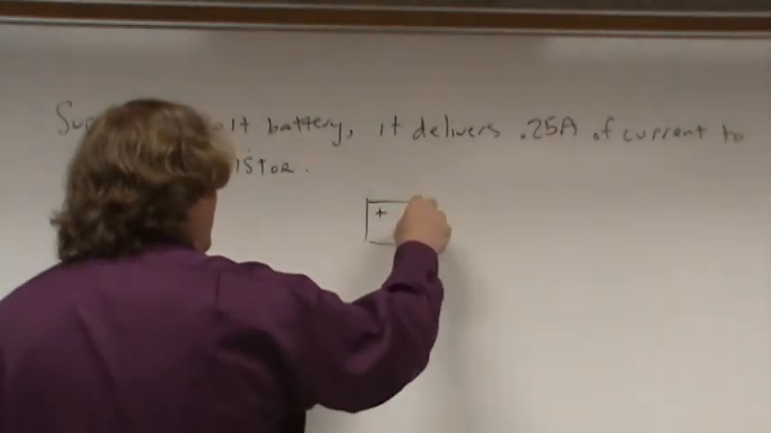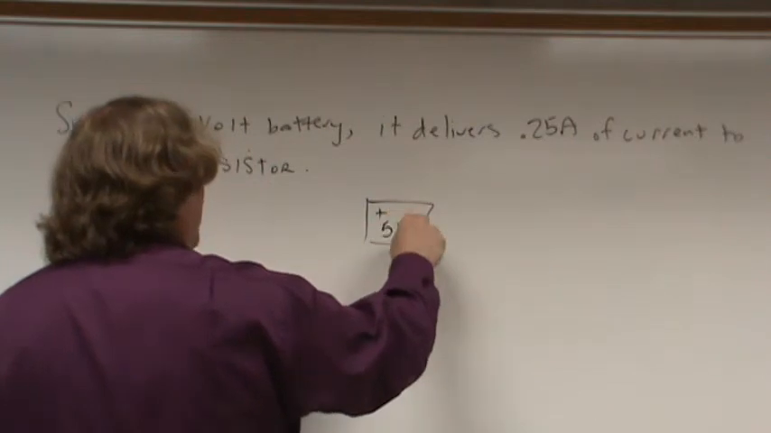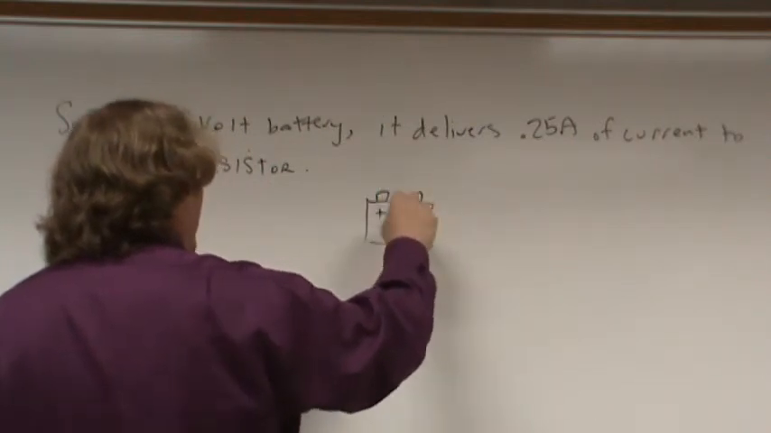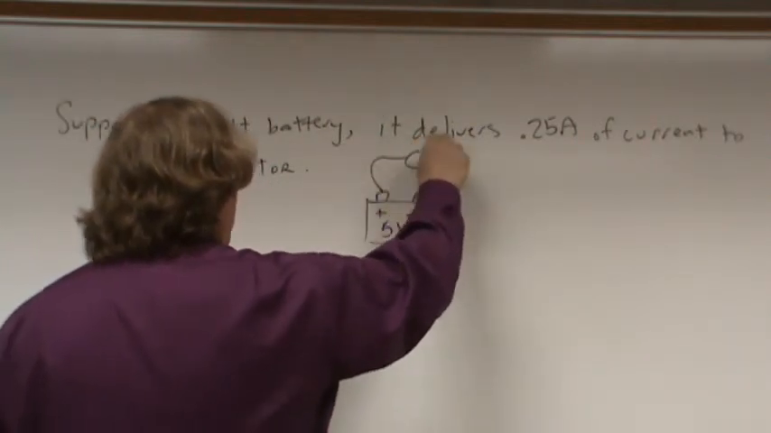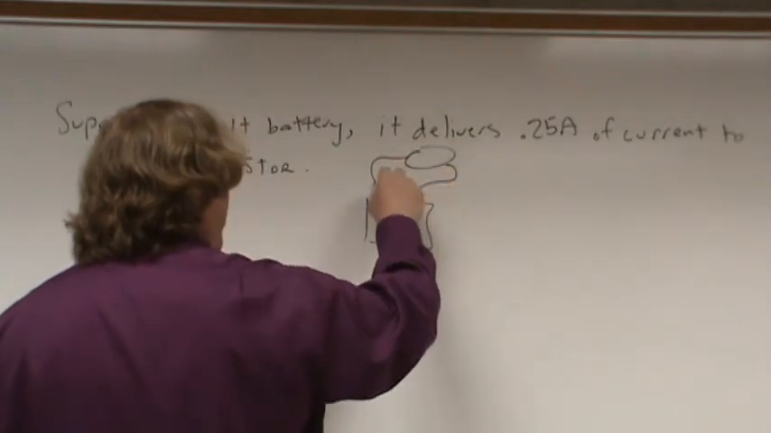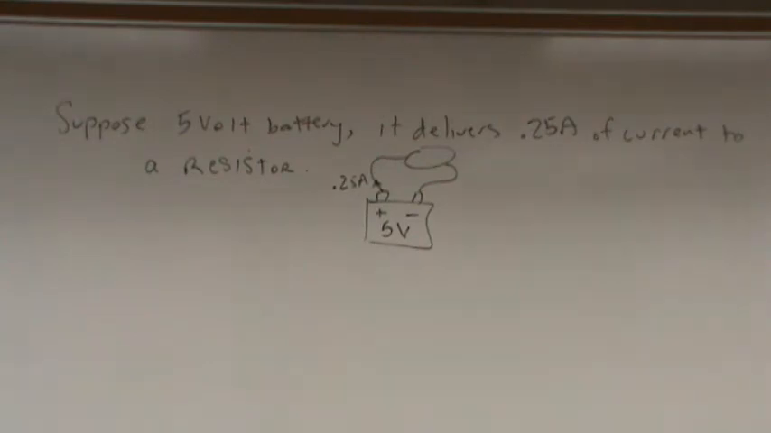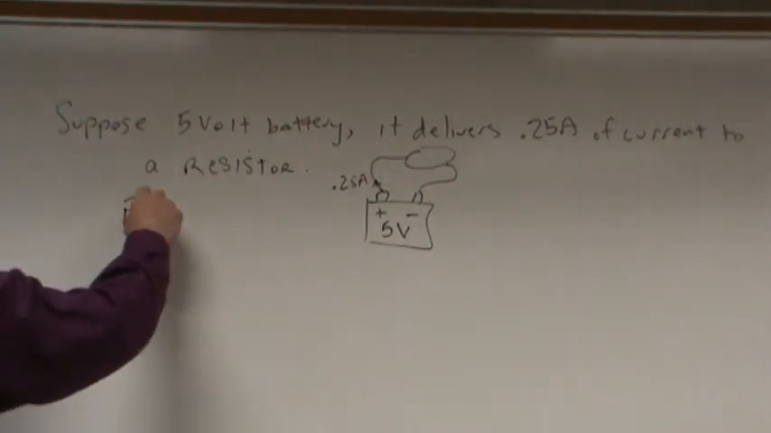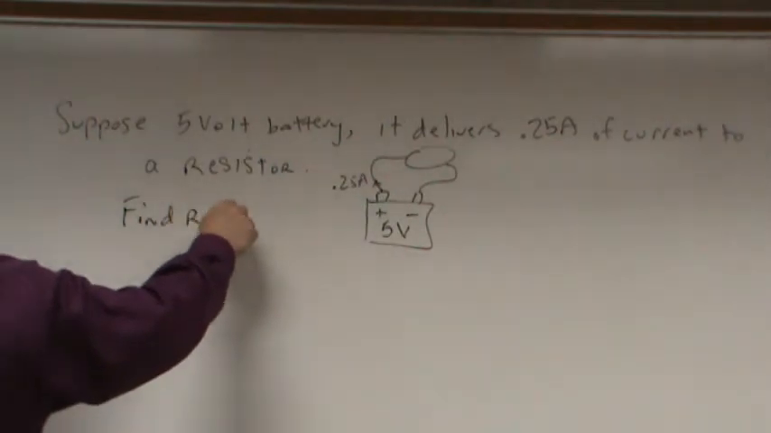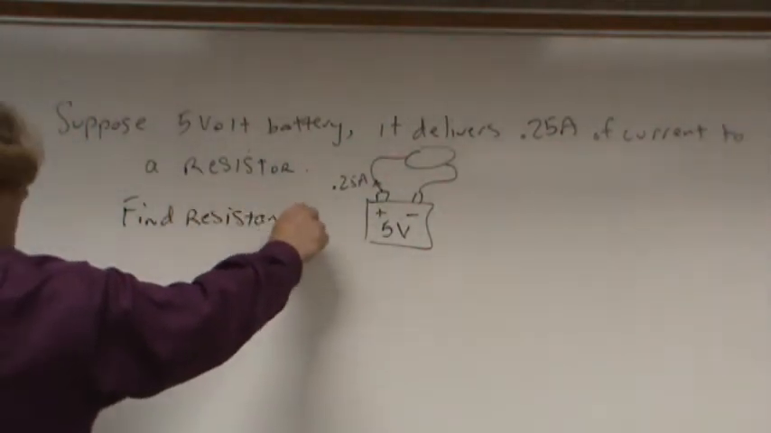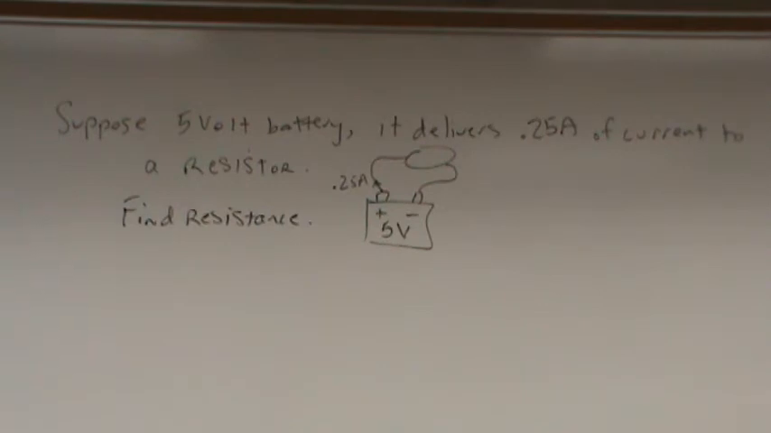So we've got this sort of thing, right? This is a 5-volt battery, okay? And it's going through some resistor, okay? And this battery is delivering 0.25 amps. So I want to know how much resistance that resistor must have. I'd like everyone to please do that now. I'll give you a hint. Please use Ohm's law.